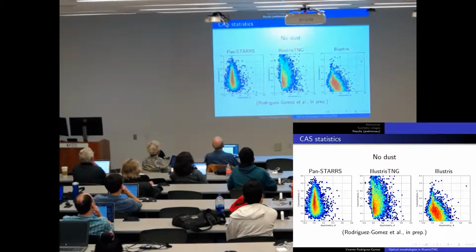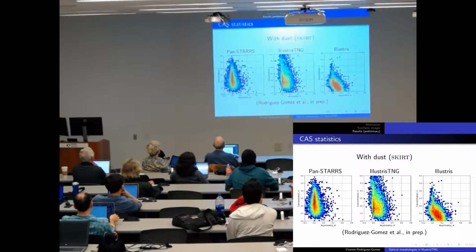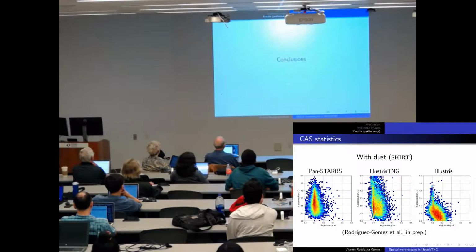And finally, this is a plot of the concentration and asymmetry, other famous non-parametric morphology measures. And when you add the dust, you can see that in general galaxies move a little bit towards smaller concentrations and higher asymmetry in both Illustris and TNG. So this is actually a superposition of red galaxies and star-forming galaxies.